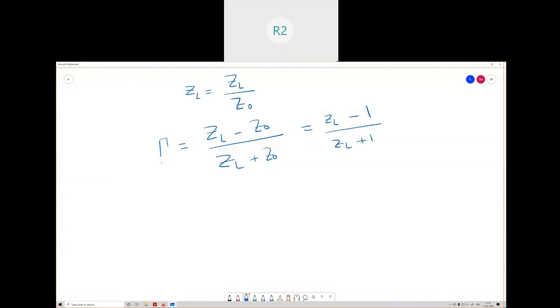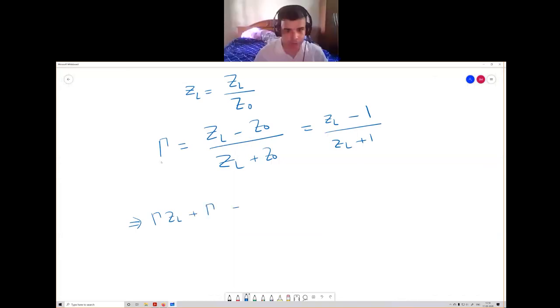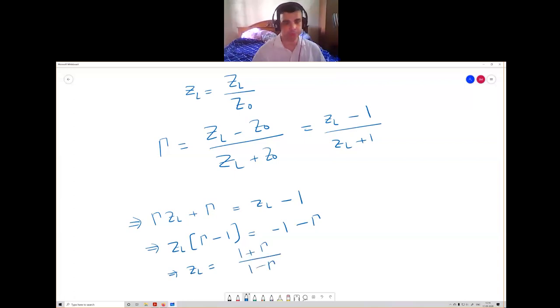So if we do some algebraic manipulations, gamma z plus gamma equal to z minus 1, or z (gamma minus 1) equals minus 1 minus gamma, or small z equal to (1 plus gamma) by (1 minus gamma). Can we write this normalized impedance in terms of reflection coefficient? Yes, sir.